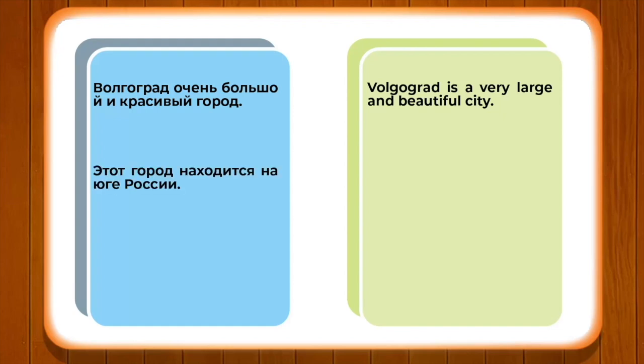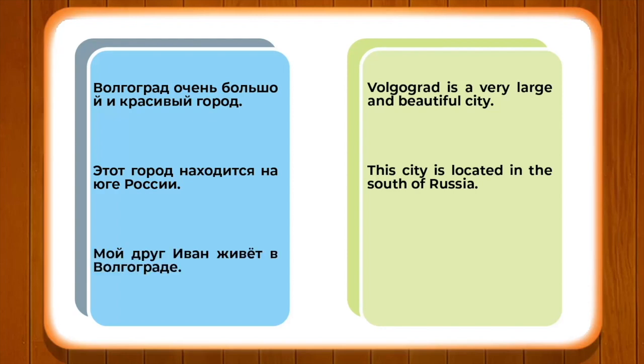Этот город находится на юге России. Этот город, какой город? Волгоград. Где находится Волгоград? Волгоград находится на юге России. Yug means south. Na yuge, in the south of Russia. So Volgograd is situated in the south of Russia.